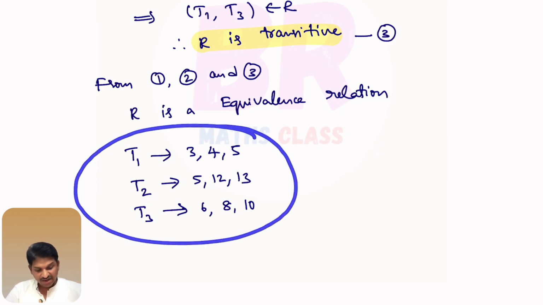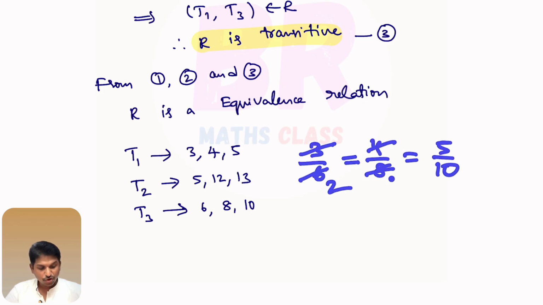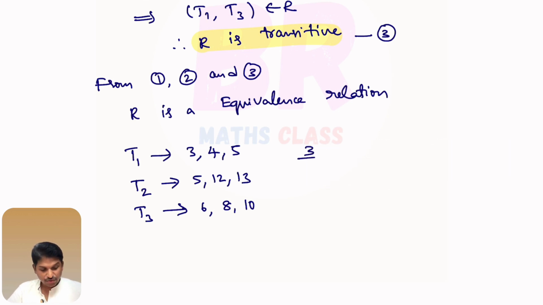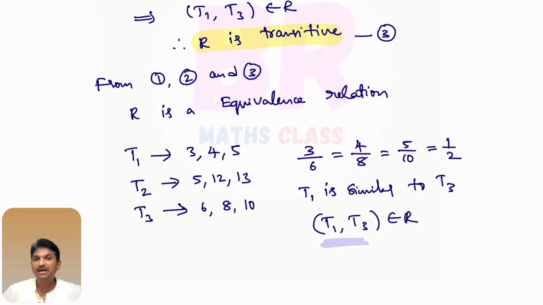You check T1 and T3: 3 by 6, 4 by 8, 5 by 10. You see 3 by 6 is 1 by 2, 4 by 8 is 1 by 2, 5 by 10 is also 1 by 2. They are all equal to 1 by 2. So this tells you that the sides of the first triangle and the third triangle are proportional. So from this I can say that T1 is similar to T3. As these two triangles are similar, (T1, T3) belongs to the relation. That means the triangles T1, T3 are related to each other. I hope you understand this solution.